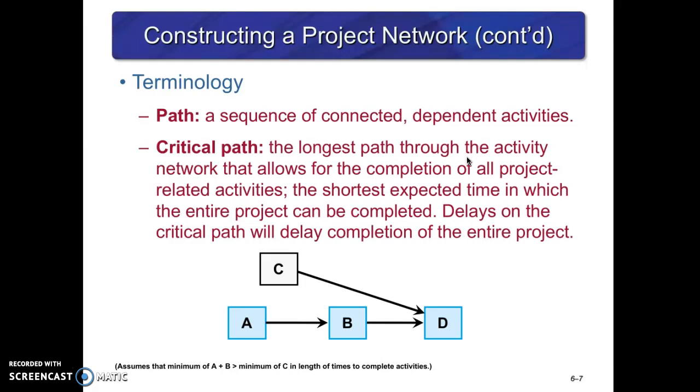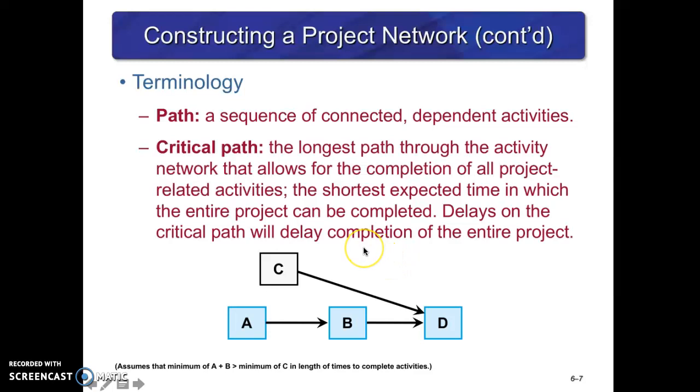The path is a sequence of connected or dependent activities. So all the arrows are the path. The critical path is the time you need to complete each task plus the path time, and whichever gives you the longest time will be considered the shortest expected time. If there's any delay on the critical path, then you will delay the completion of the entire project.